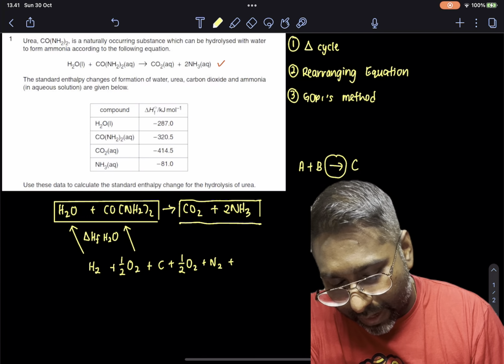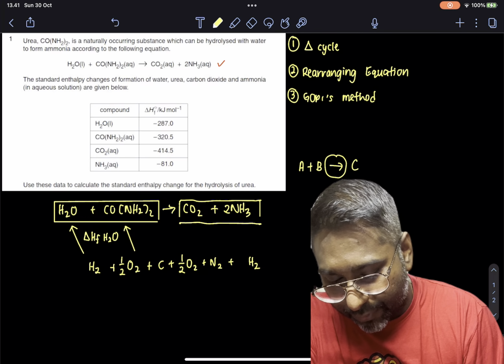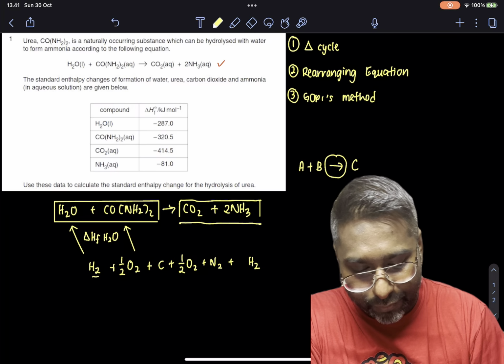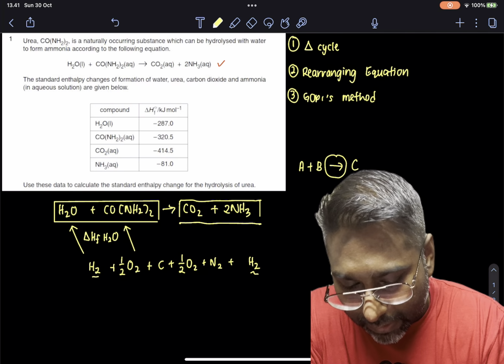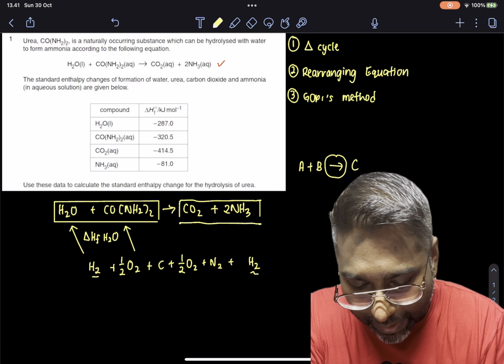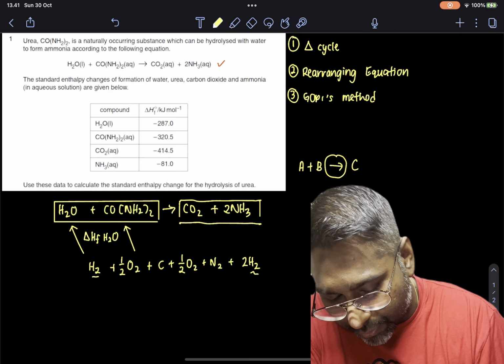And then I have the element of hydrogen, but do remember the hydrogen over there is different from the hydrogen over here. That hydrogen is for water. So here, for the hydrogen, you need 4 atoms of hydrogen or 2 moles of hydrogen gas. So we need to put 2 there.